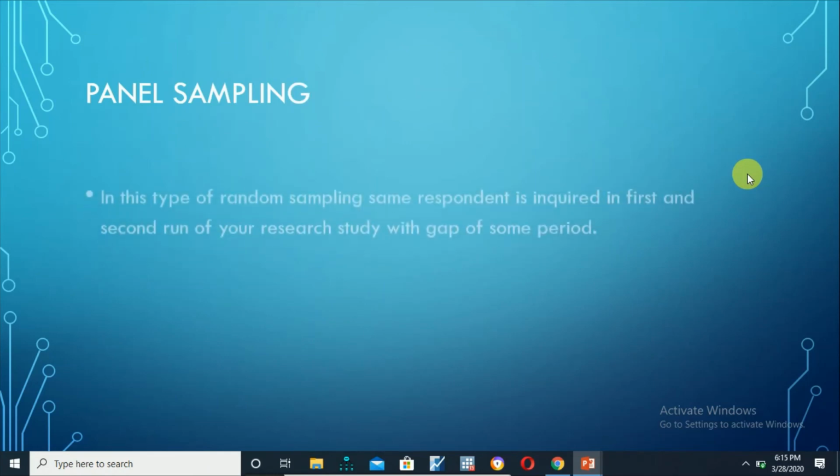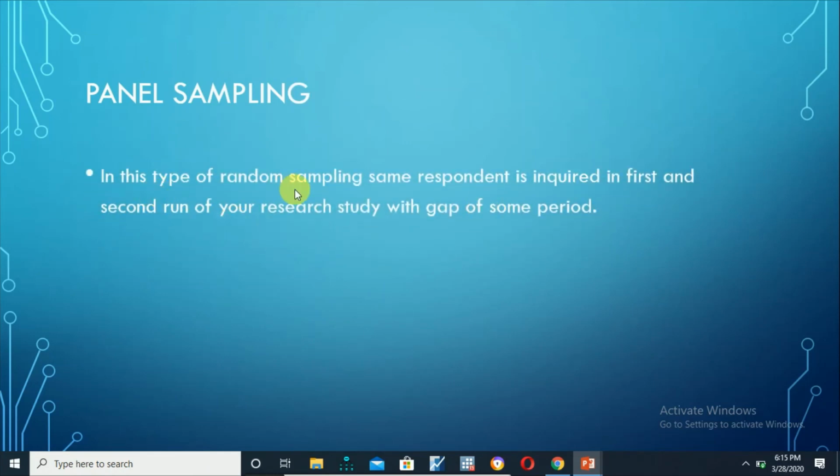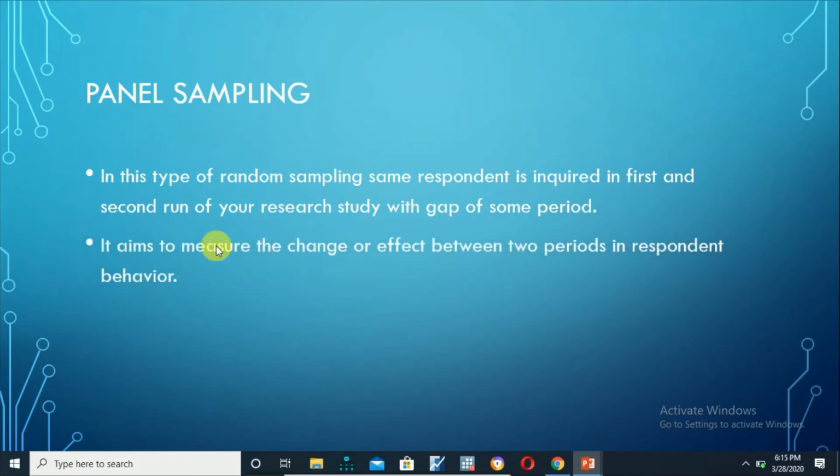Panel sampling. In this type of sampling, some respondents are inquired in the first and the second round of your research study with a gap of some period. It aims to measure the change or effect between two periods in respondent behavior. It could be probability or non-probability sampling.